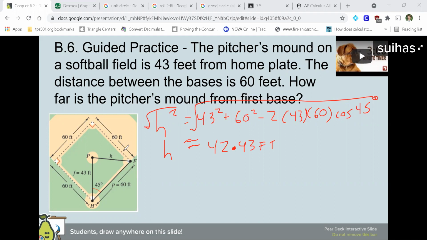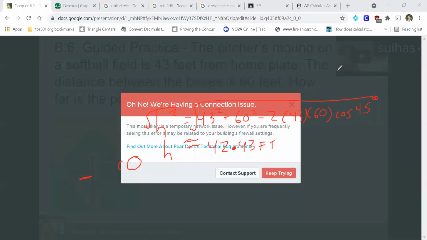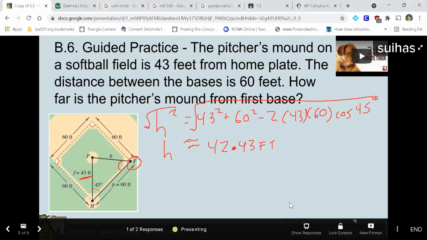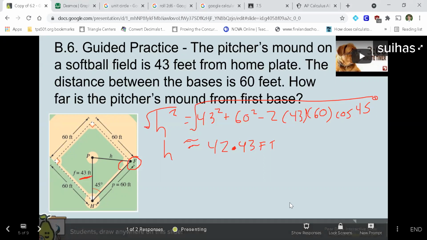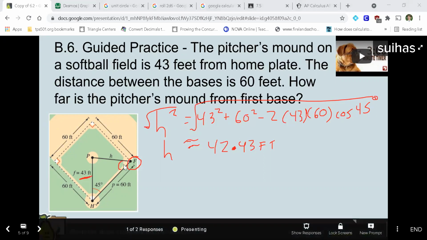Okay, if we were asked to find the missing angles P and F as well, which one do we solve for first? P or F? F. Because it's the smaller one. Good job. Oh no, connection issues. We'll just keep trying. Good job, Gavin. That's right. F. Solve for F first because it's the smallest.